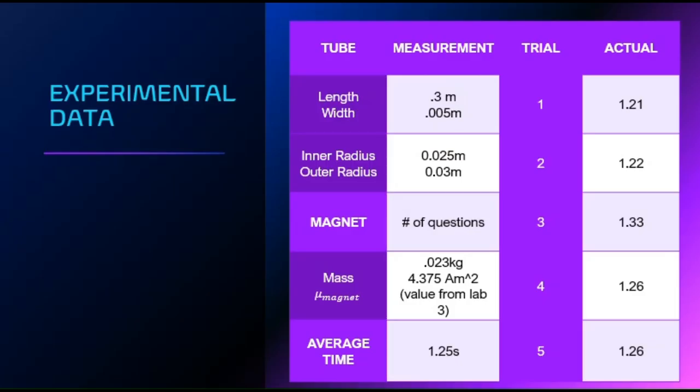So this slide summarizes the physical measurements and the data that I worked with. The aluminum tube width and thickness, the inner and outer radii, and the magnet itself had a mass of 0.023 kilograms, and its magnetic dipole moment, taken from Lab 3, was 4.375 ampere meter squared. The average fall time across trials was around 1.25 seconds, which I used as the experimental reference when comparing it to my GlowScript model.